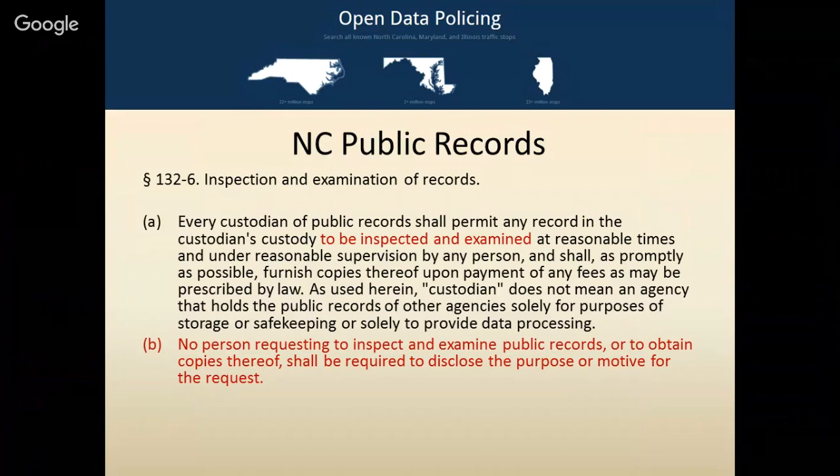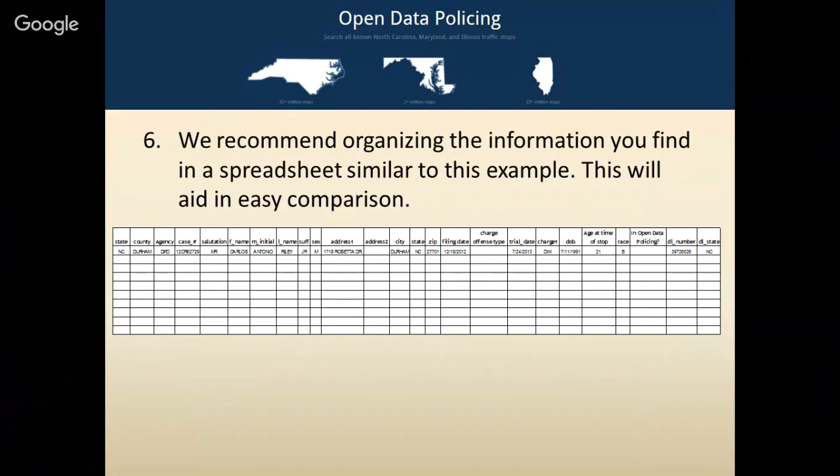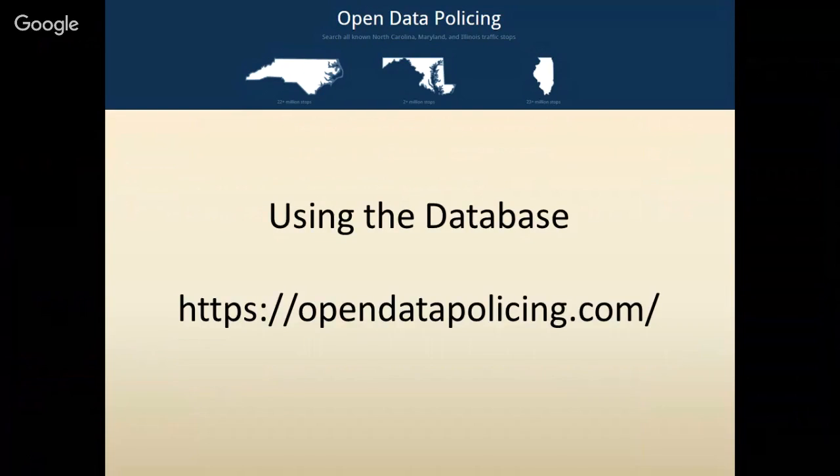We recommend that you organize the information you find on the ACIS reports in a spreadsheet similar to this example. This will aid in easy comparison between the records in the database. Once you have the ACIS printouts and your spreadsheet, you can go to the Open Data Policing website to see if the traffic stops have been submitted.